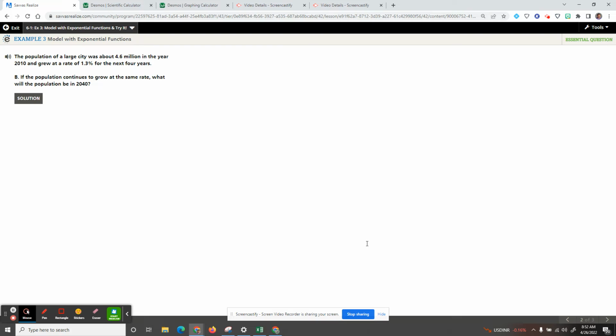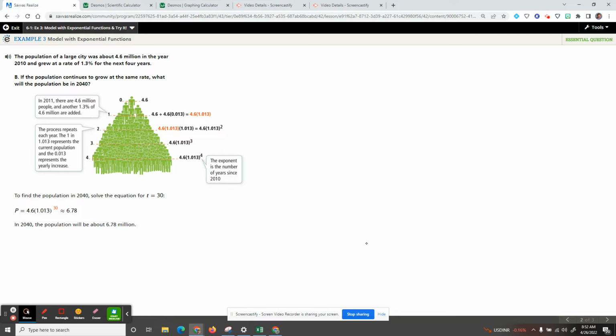So what we're going to do is use that fact to figure out how many people are in the city in 2040. So in 2040, it's been 30 years since 2010. So we're going to substitute 30 in for the exponent, evaluate that expression, and you get approximately 6.78, meaning in 2040, the population will be about 6.78 million.